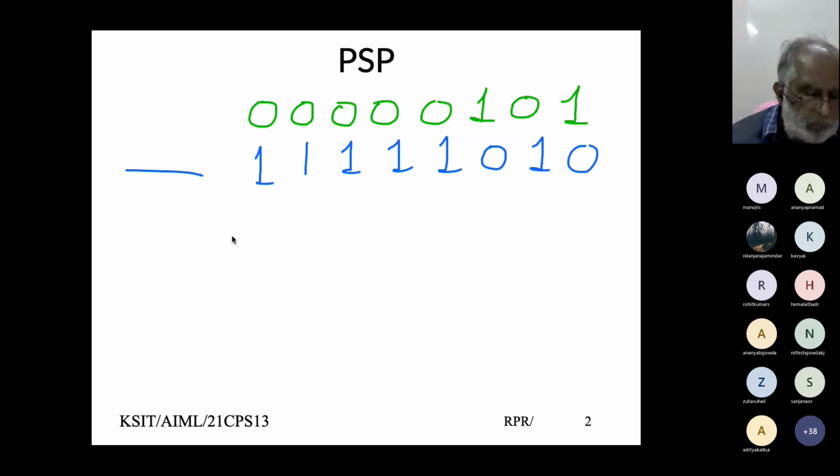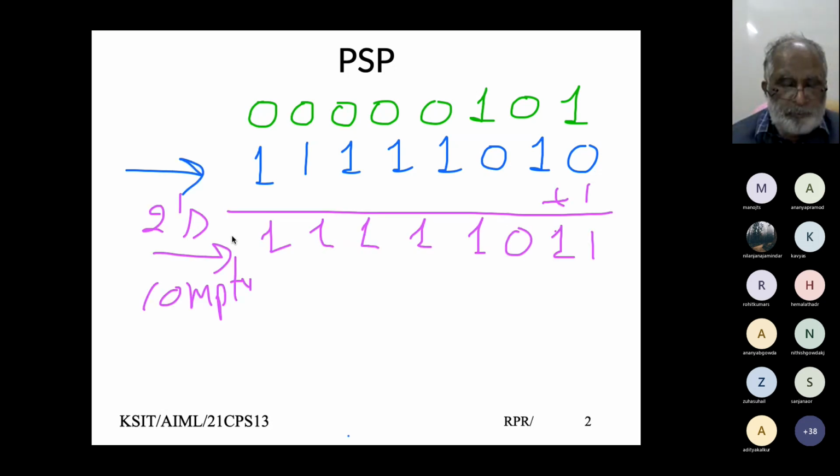To get two's complement, we add 1 to this. So when I add 1 to this, what would I get? This becomes 0, this becomes 1, and the remaining bits are 1. So this is my two's complement. This is minus 5.